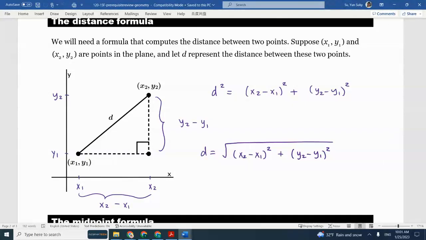Okay, x2 minus x1 is the change of x. y2 minus y1 is the change of y. So here we have a right angle triangle. It's just like the Pythagorean theorem.